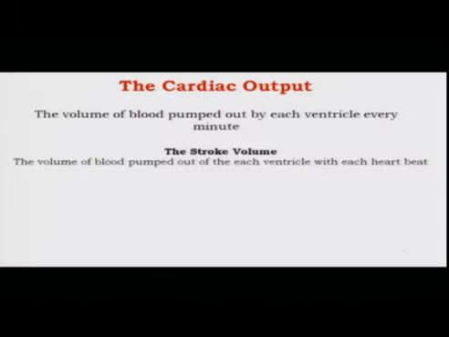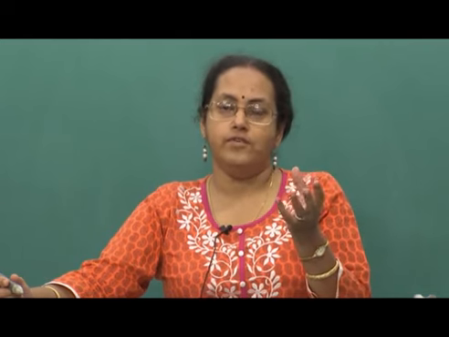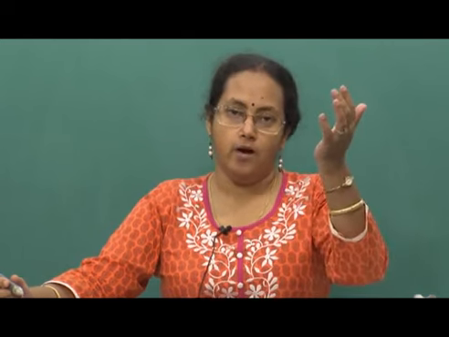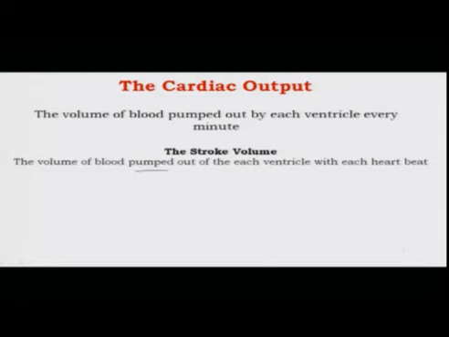So, I will introduce you to another term which is called the stroke volume. What is the stroke volume? The term itself is kind of self-explanatory. Every beat of the heart is called a stroke. So, for a single stroke of the ventricles, how much blood is coming out of each ventricle is known as the stroke volume. Okay. So, the volume of blood pumped out of each ventricle with each heartbeat. So, what is that volume? It is about 70 ml.